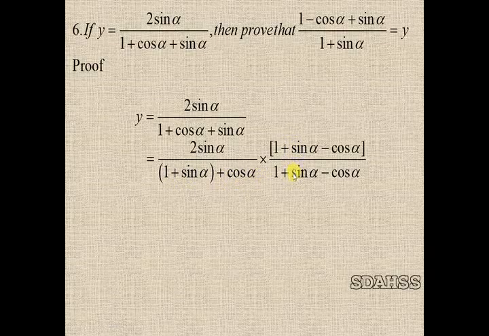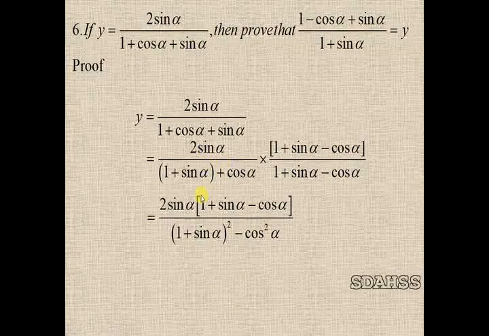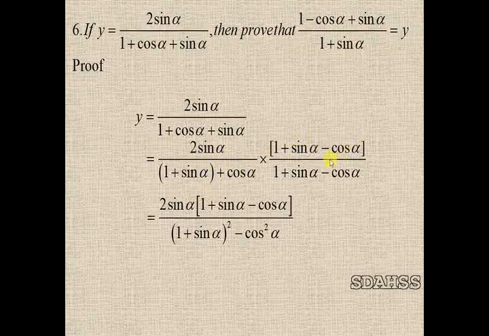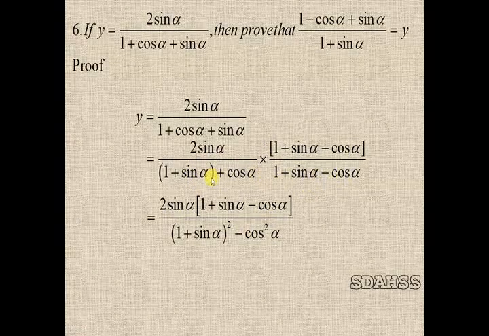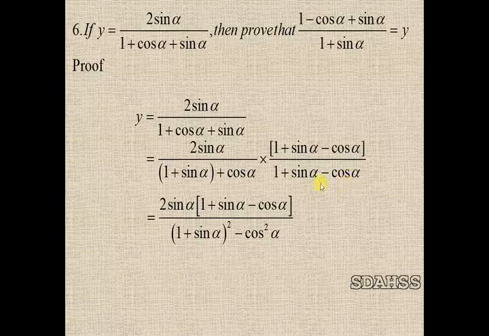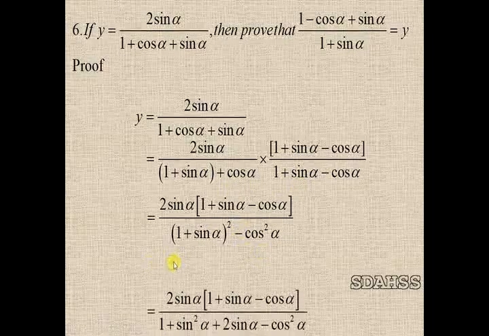Multiply the numerator and denominator by 1 plus sin alpha minus cos alpha, which is equal to 2 sin alpha into 1 plus sin alpha minus cos alpha divided by, the denominator is in the form of (a plus b) into (a minus b). So we know that a square minus b square. So this can be written as (1 plus sin alpha) whole square minus cos square alpha.